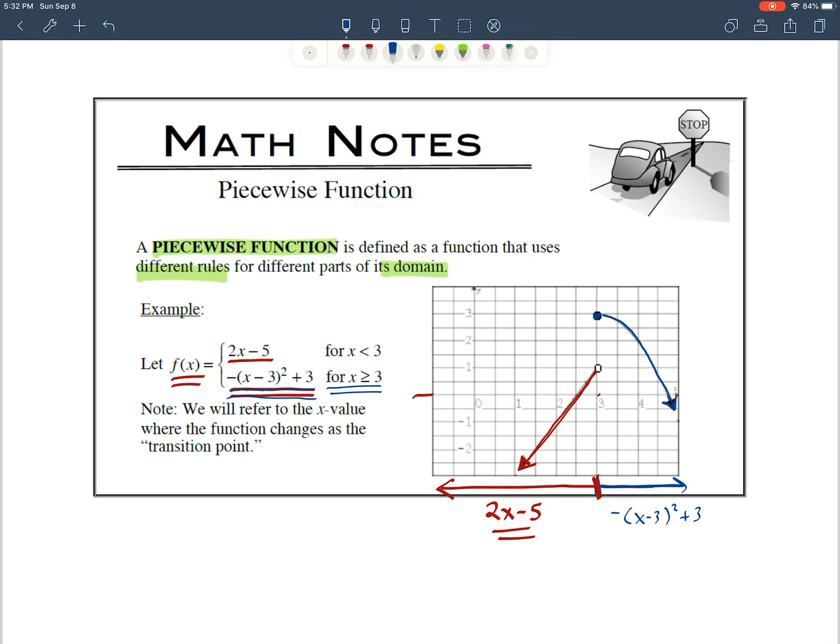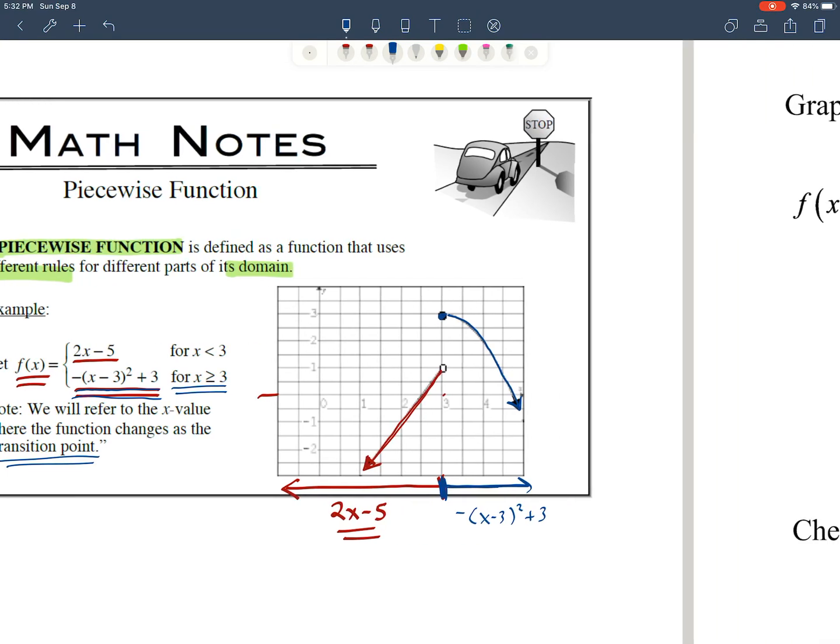We'll talk about the shapes and everything here as we get into the next part. But key note here, this spot where the function changes, where the function rules change, is what we call the transition point. That is going to be important to know. Let's jump into the first example.